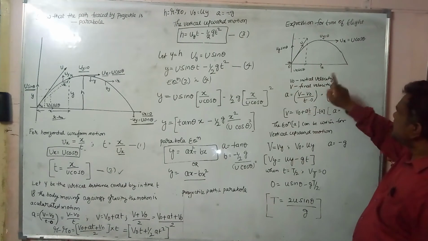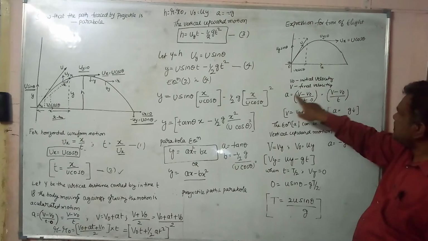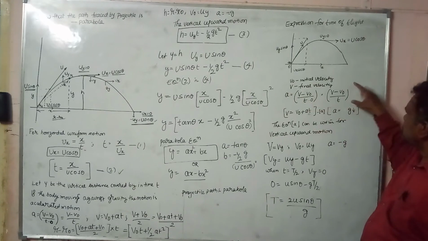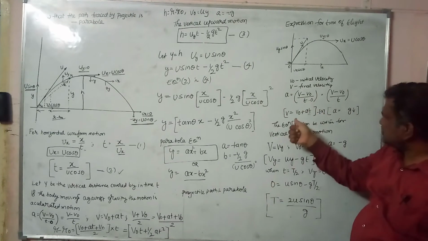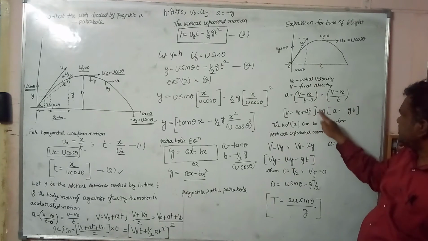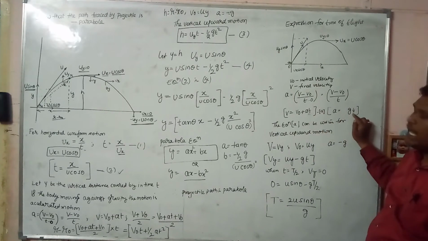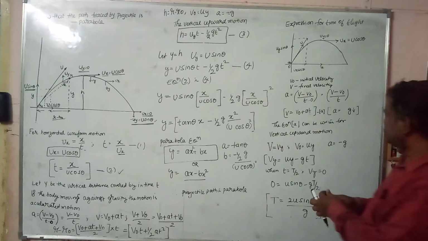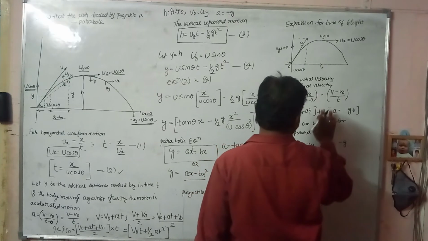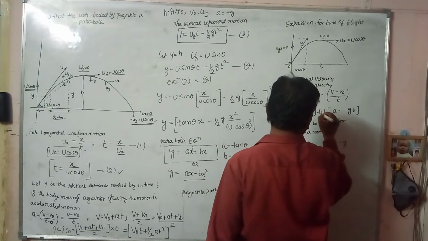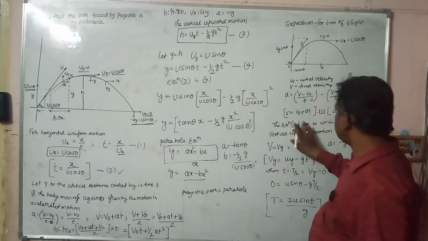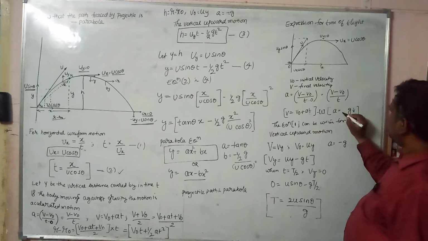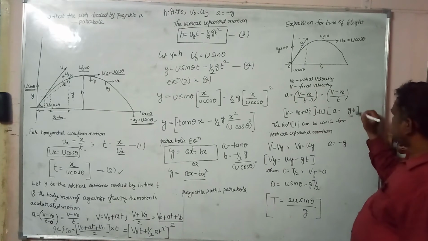V naught is initial velocity, V is final velocity, acceleration is equal to final velocity minus initial velocity by time. You know this equation, I was just clarifying it. Say this equation is A. If A is acceleration due to gravity, you can make this equation 1, otherwise A will confuse you. Make this as equation 1. In equation 1, keep A is equal to g, downward direction.